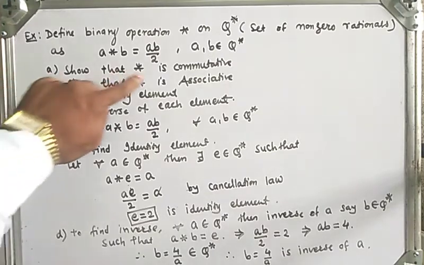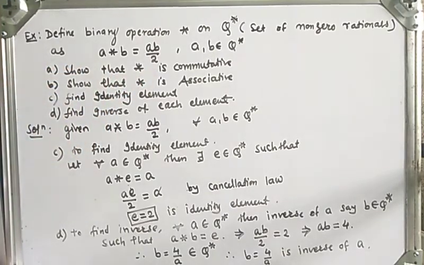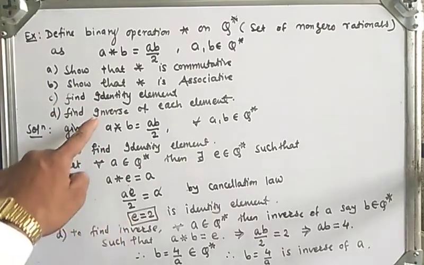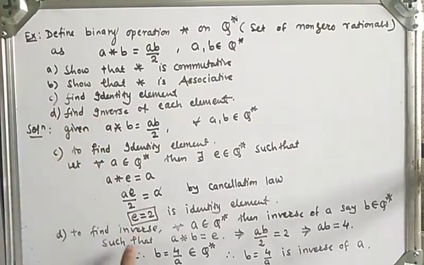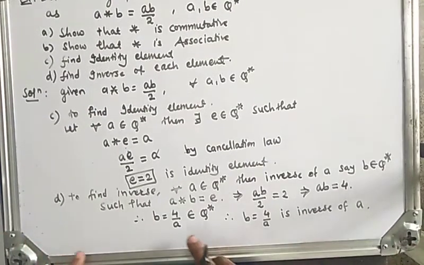So here first, star is commutative, star is associative, so the identity element e is equal to 2 is the identity element, and the inverse of a is 4 by a. So here b is equal to 4 upon a, which belongs to Q star. b is equal to 4 upon a is the inverse of a. Now next we will see the composition table.